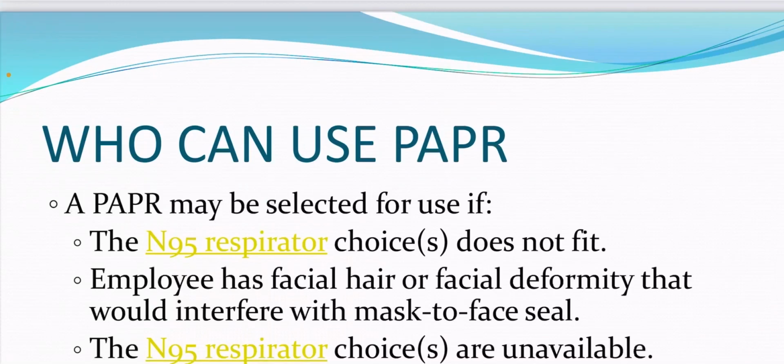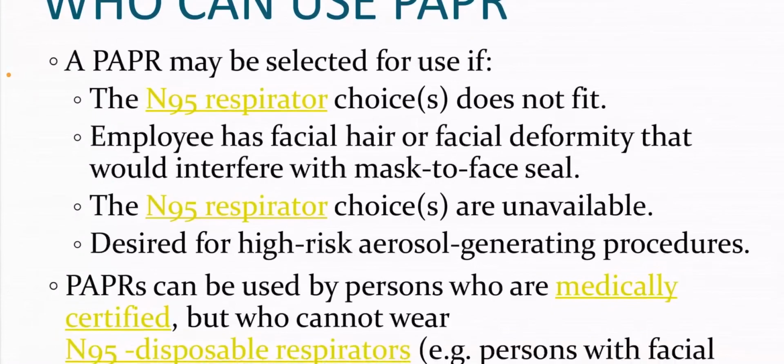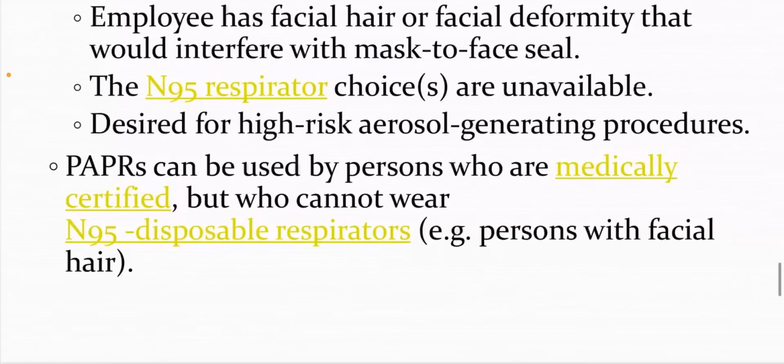A PAPR may be selected for use if the N95 respirator choice does not fit. Employee has facial hair or facial deformity that would interfere with the mask-to-face seal. The N95 respirator choices are unavailable. For high-risk aerosol generating procedures. PAPRs can be used by persons who are medically certified but who cannot wear N95 disposable respirators, for example, persons with facial hair.